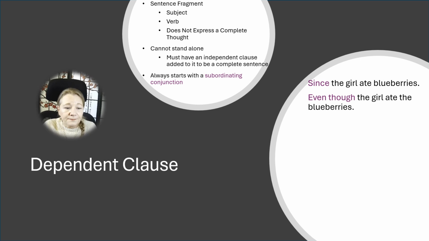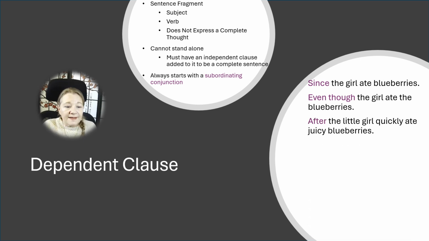Another example. Even though the girl ate blueberries. Okay, even though, what happened? Again, you're kind of left hanging. That's because it does not express a complete thought. And it's that subordinating conjunction at the beginning, even though, that makes this clause dependent.